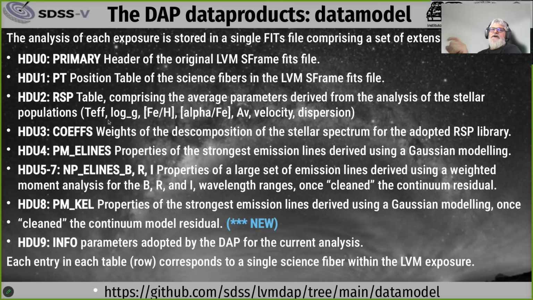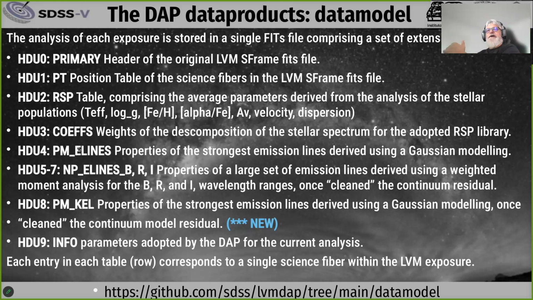We have another extension that has the weights of the decomposition of the stellar population, so the coefficients. For each spectrum, you have a table with the weights that you need to multiply by the SSP library to create the model, taking into account the non-parametric, non-linear parameters, that's the noise, velocity versus dispersion.